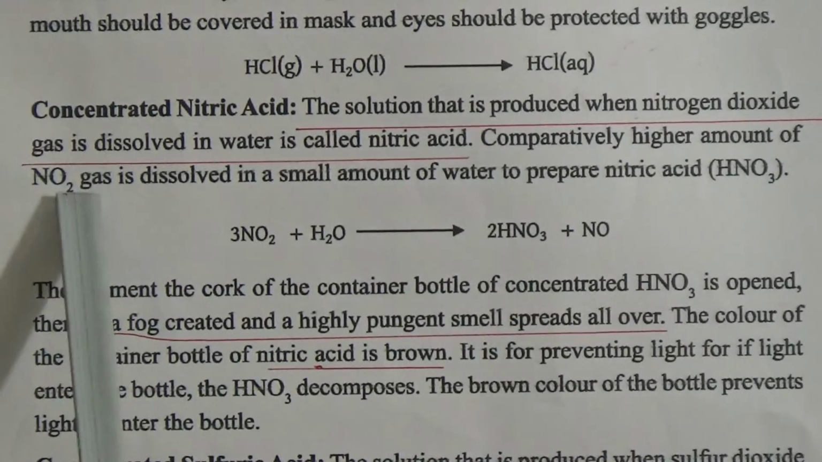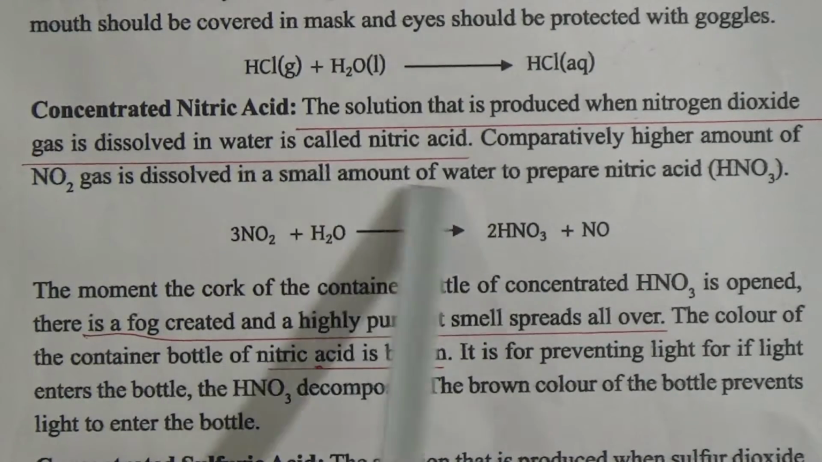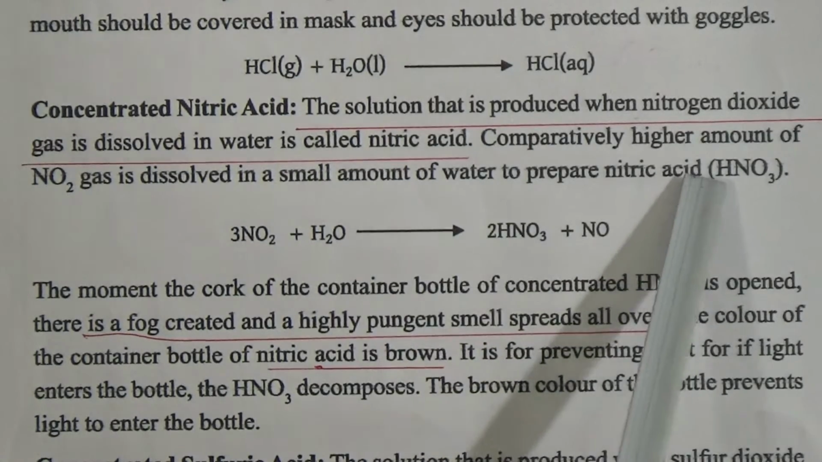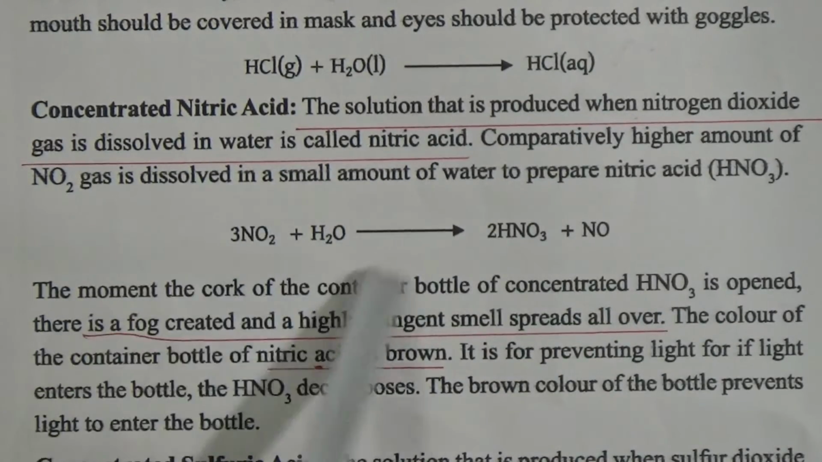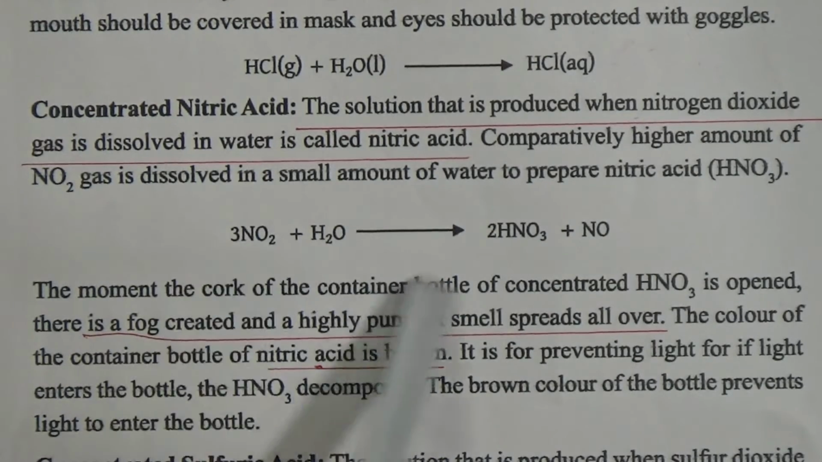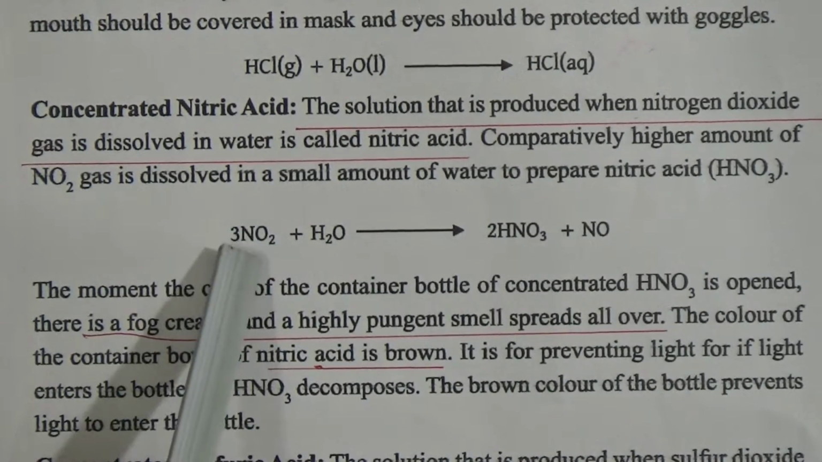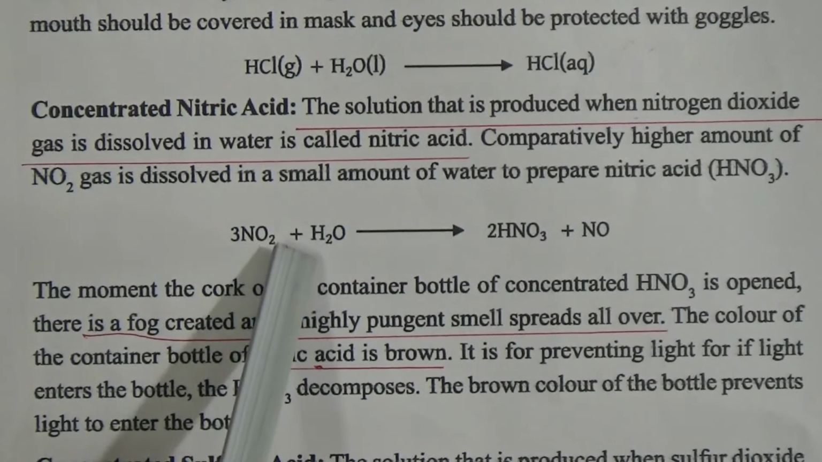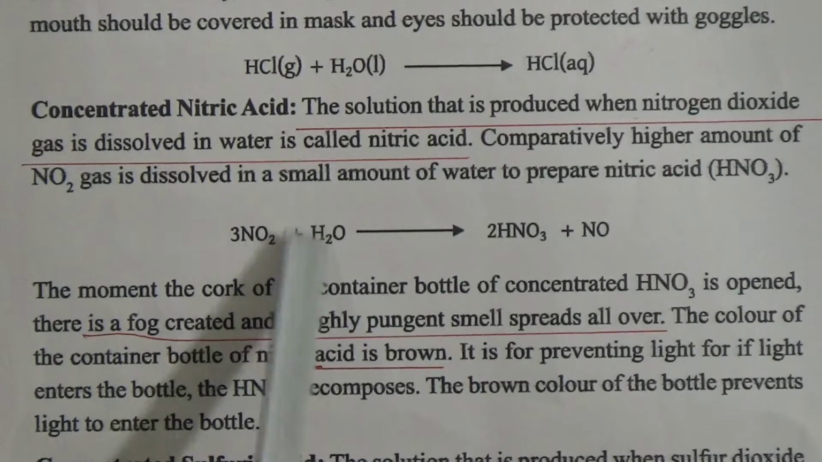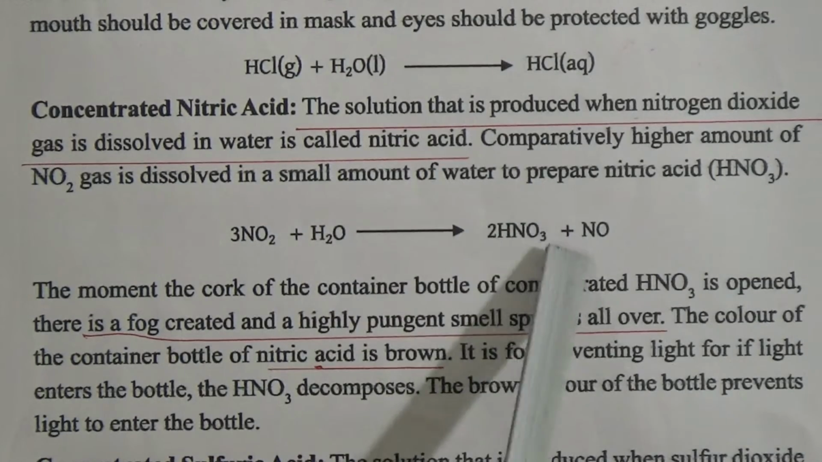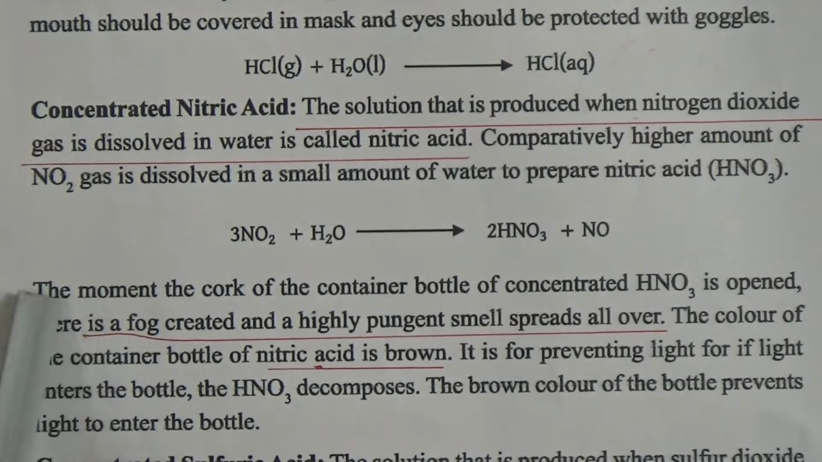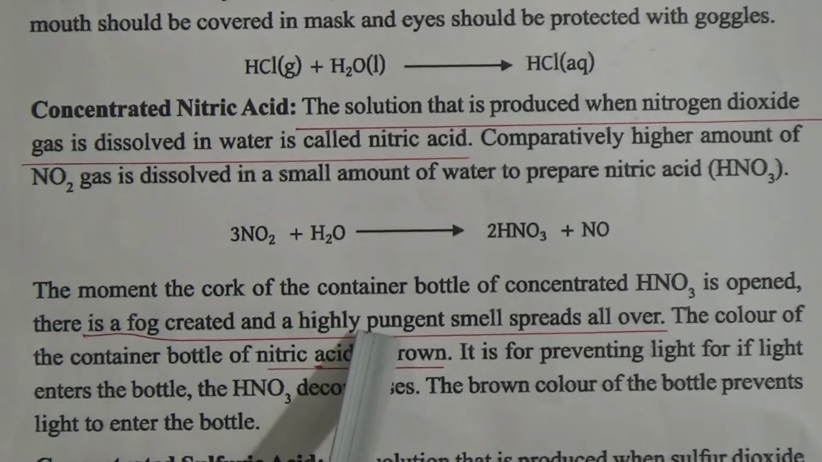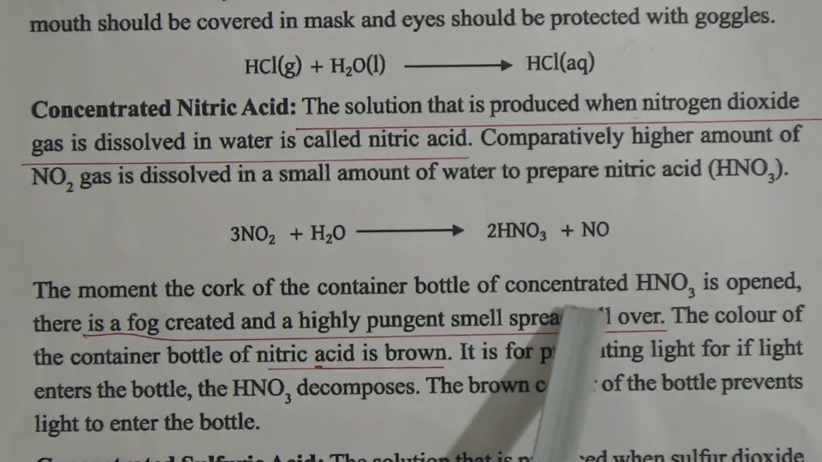Comparatively higher amount of nitrogen dioxide gas is dissolved in a small amount of water to prepare the concentrated nitric acid, and here they give the reaction: 3 molecules of nitrogen dioxide dissolved in 1 molecule of water make 2 molecules of nitric acid and nitrous oxide. Now same as hydrochloric acid, when we open the cork of the bottle of nitric acid, a fog is created with a highly pungent smell all over.